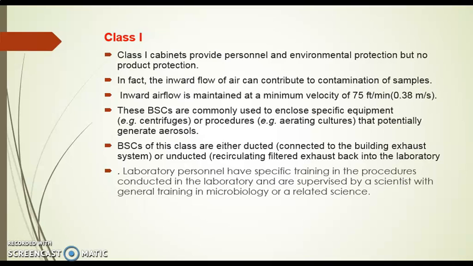The Class 1 cabinets provide personal and environmental protection, but no product protection. In fact, the inward flow of the air can contribute to the contamination of samples. Inward airflow can be maintained at a velocity of 75 feet per minute or 0.38 meter per second. These biological safety cabinets are commonly used to enclose specific equipment such as centrifuges, or procedures, for example aerating cultures that potentially generate aerosols.